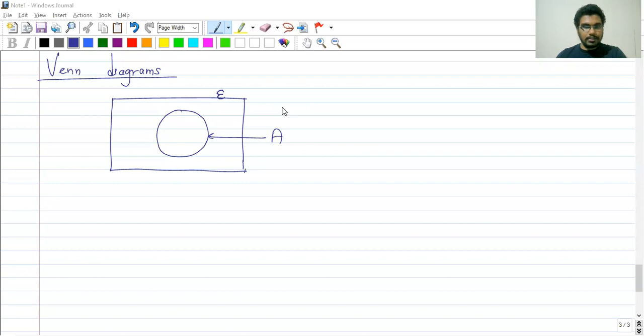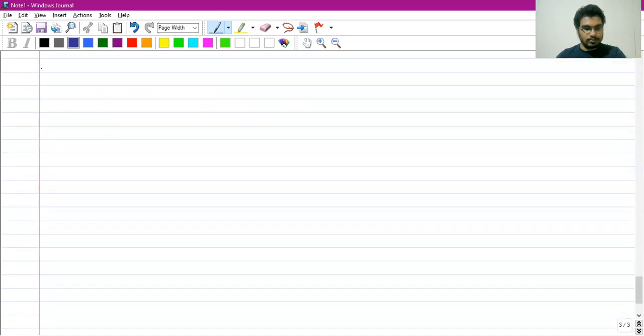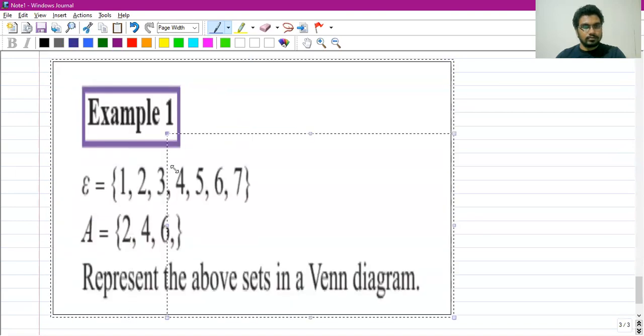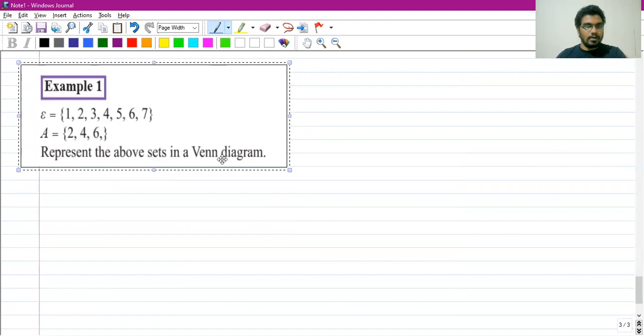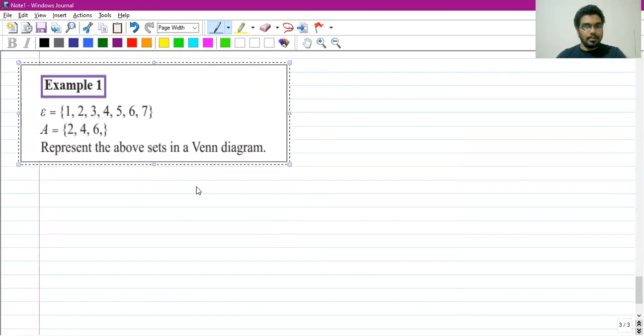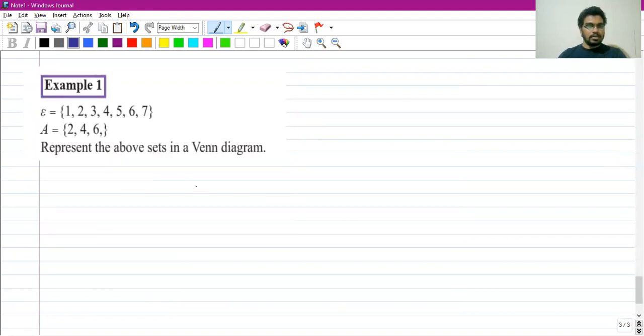Yes, shall we take the example number 1? Example number 1. So this is the example number 1. So they have given the universal set is equal to 1, 2, 3, 4, 5, 6, 7. Next, set A is equal to 2, 4, 6. Represent the above sets in a Venn diagram.